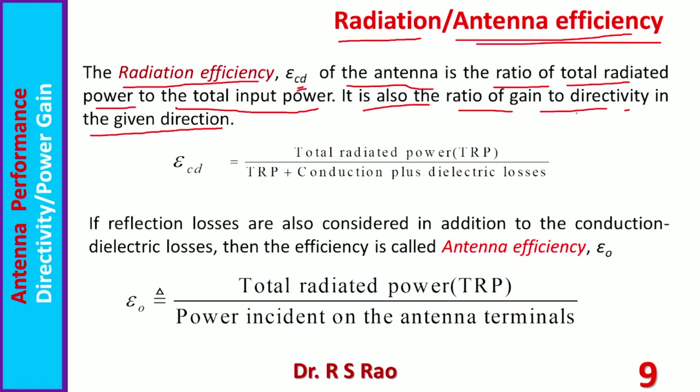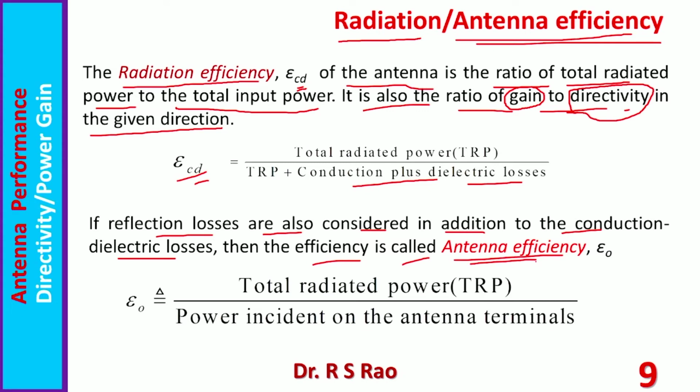Here, the connection between radiation efficiency and directivity is given. The connection between radiation efficiency and gain is also given. Epsilon CD is equal to, mathematically, total radiated power TRP over TRP plus conduction plus dielectric losses. If reflection losses are also considered in addition to conduction and dielectric losses, then efficiency is called antenna efficiency, epsilon naught, which is equal to total radiated power TRP over power incident on the antenna terminal.